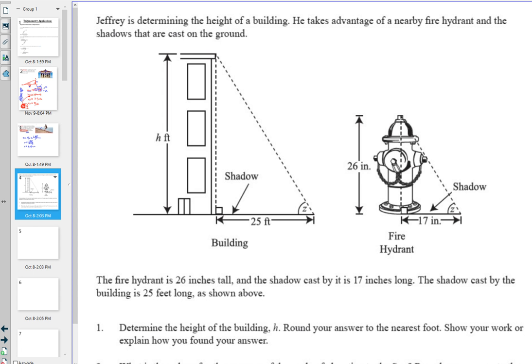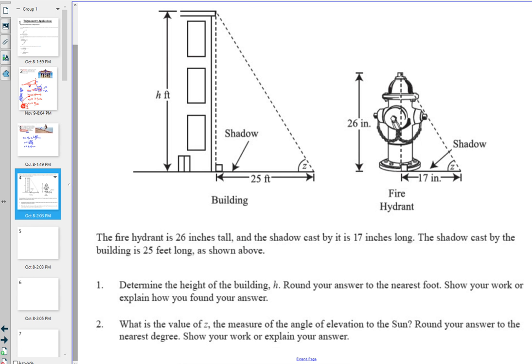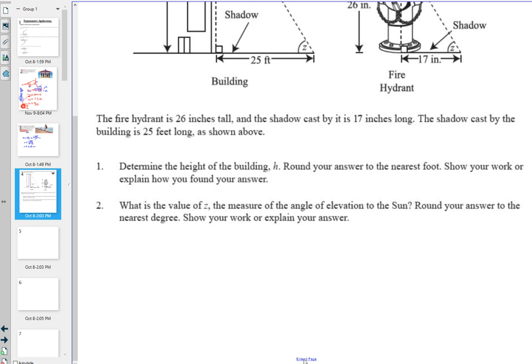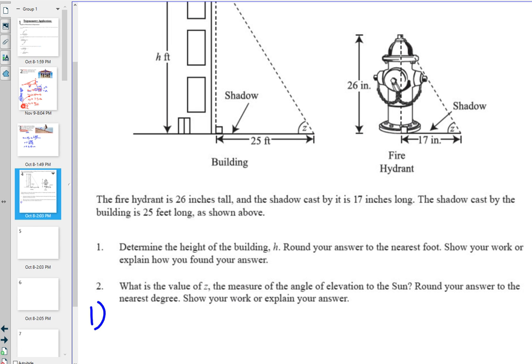Jeffrey is determining the height of a building. He takes advantage of a nearby fire hydrant and the shadows that are cast on the ground. So you see 2 different right triangles there. The fire hydrant is 26 inches tall. Okay, that's already labeled for us on the diagram. The shadow cast by it is 17 inches long. The shadow cast by the building is 25 feet long, as shown above. Determine the height of the building. Round your answer to the nearest foot and show your work. And then after that, what is the value of z? So actually the first question here is not even going to be a trig question. This is the unit that we did right before trig.